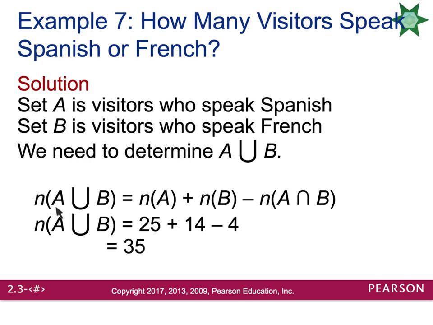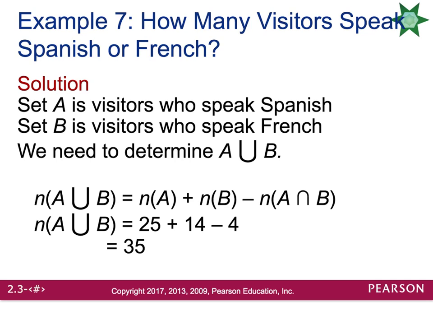Here's where we can use that cardinal number formula that we just looked at. This is the number that speak Spanish. This is the number that speak French. This is the number that speak Spanish and French. So what we can do is just add these two, 25 plus 14, and subtract the 4. So 25 plus 14 is 39, minus 4 is 35.